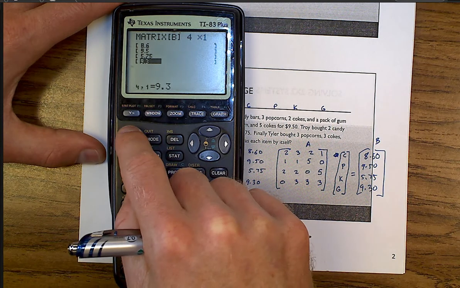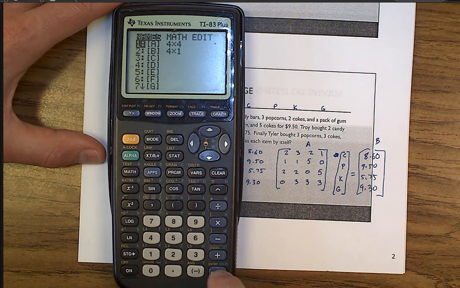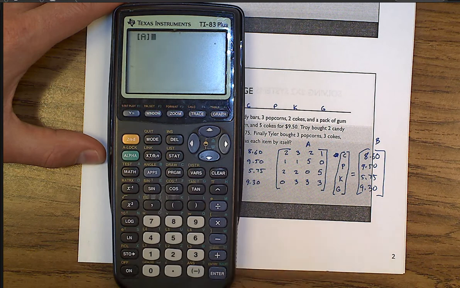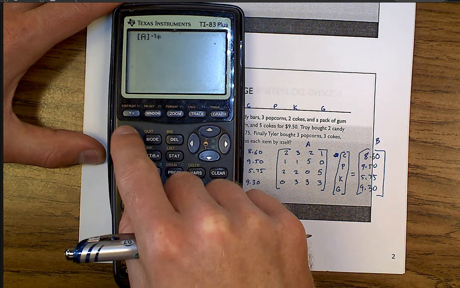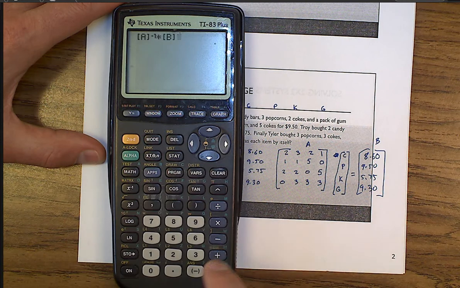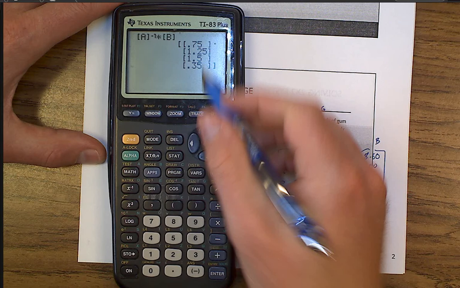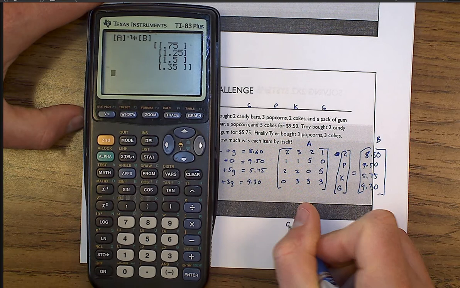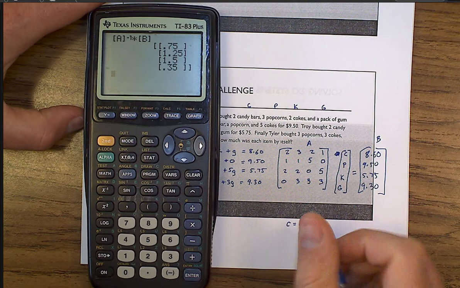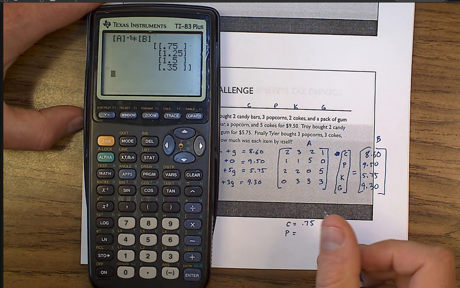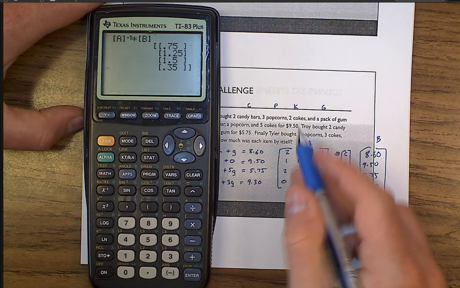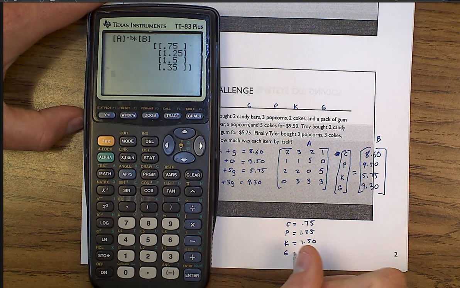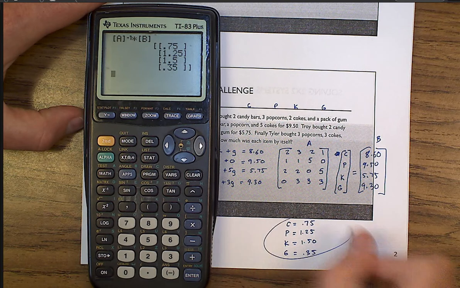I'm going to go to second matrix. Oops, second, how about second quit? Let's go second matrix, names, the inverse of A, times it by second matrix, matrix B, and there you go. So what does this mean on my calculator? That means C. What did C stand for? My candy bars. So my candy bars were 75 cents. My P, where's my popcorn? That was $1.25. I used K for my Coca-Colas. My Coca-Colas were $1.50. And my pack of gum was 35 cents. And there's my answer. Okay?